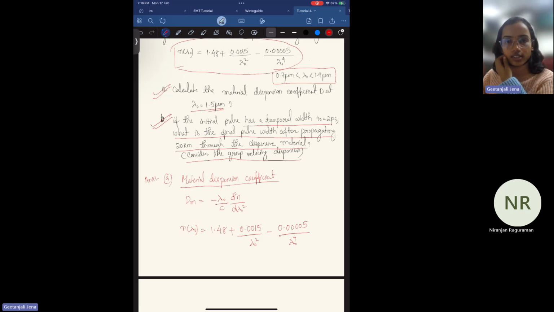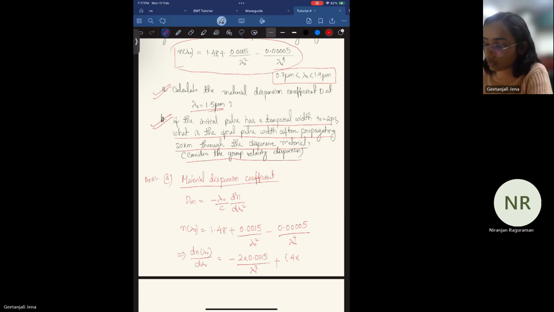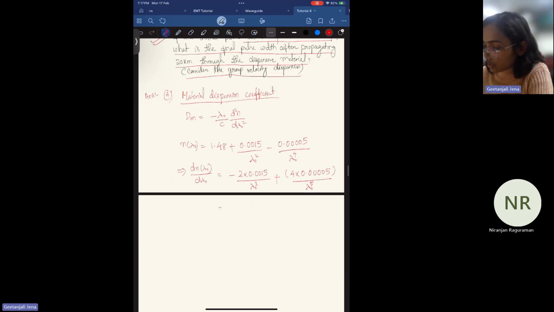So just calculate d square n by d lambda square. dn over d lambda 0 will be minus 0.0015 over lambda 0 cube plus 4 into 0.00005 lambda to the power 5, which is minus 0.003 over lambda 0 cube plus 0.0002.